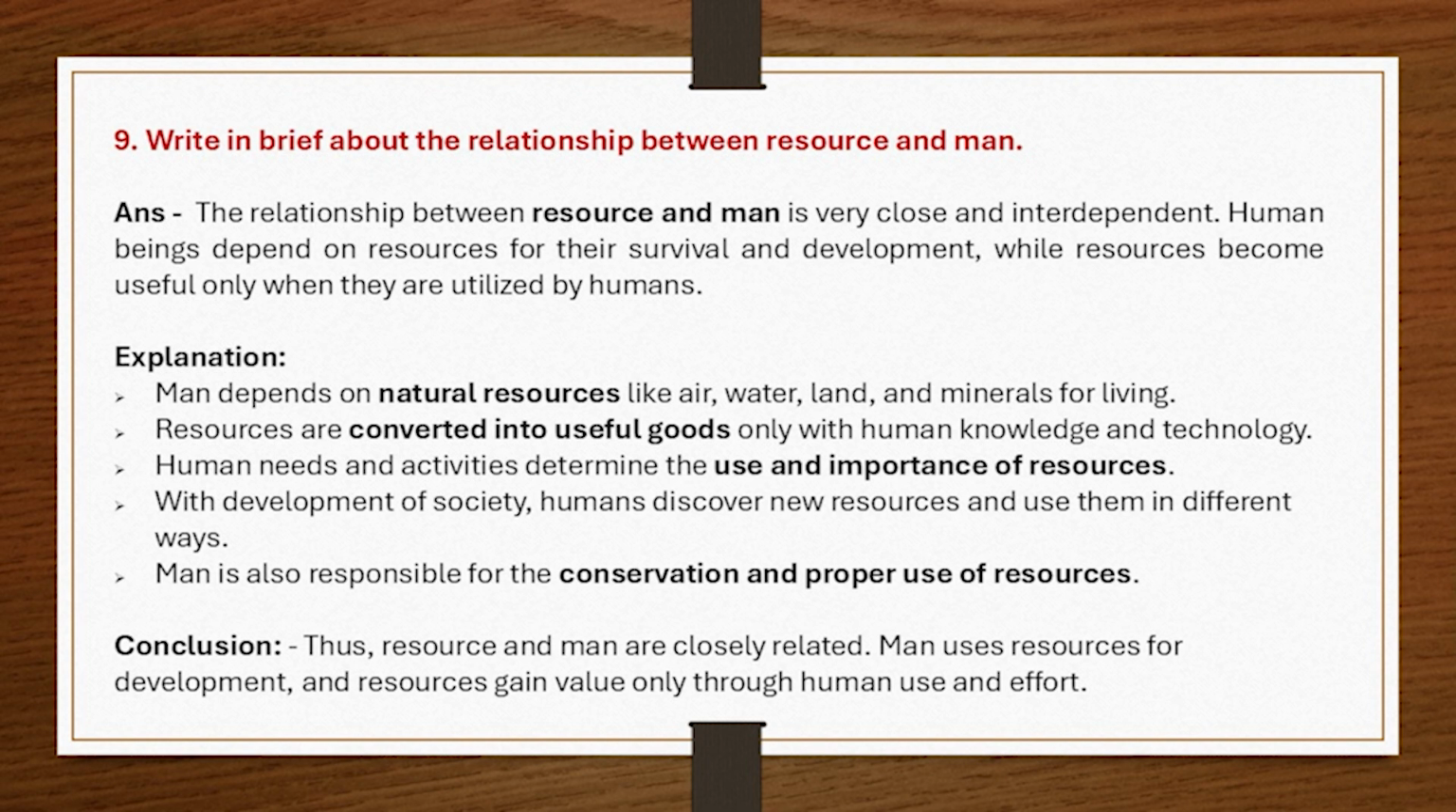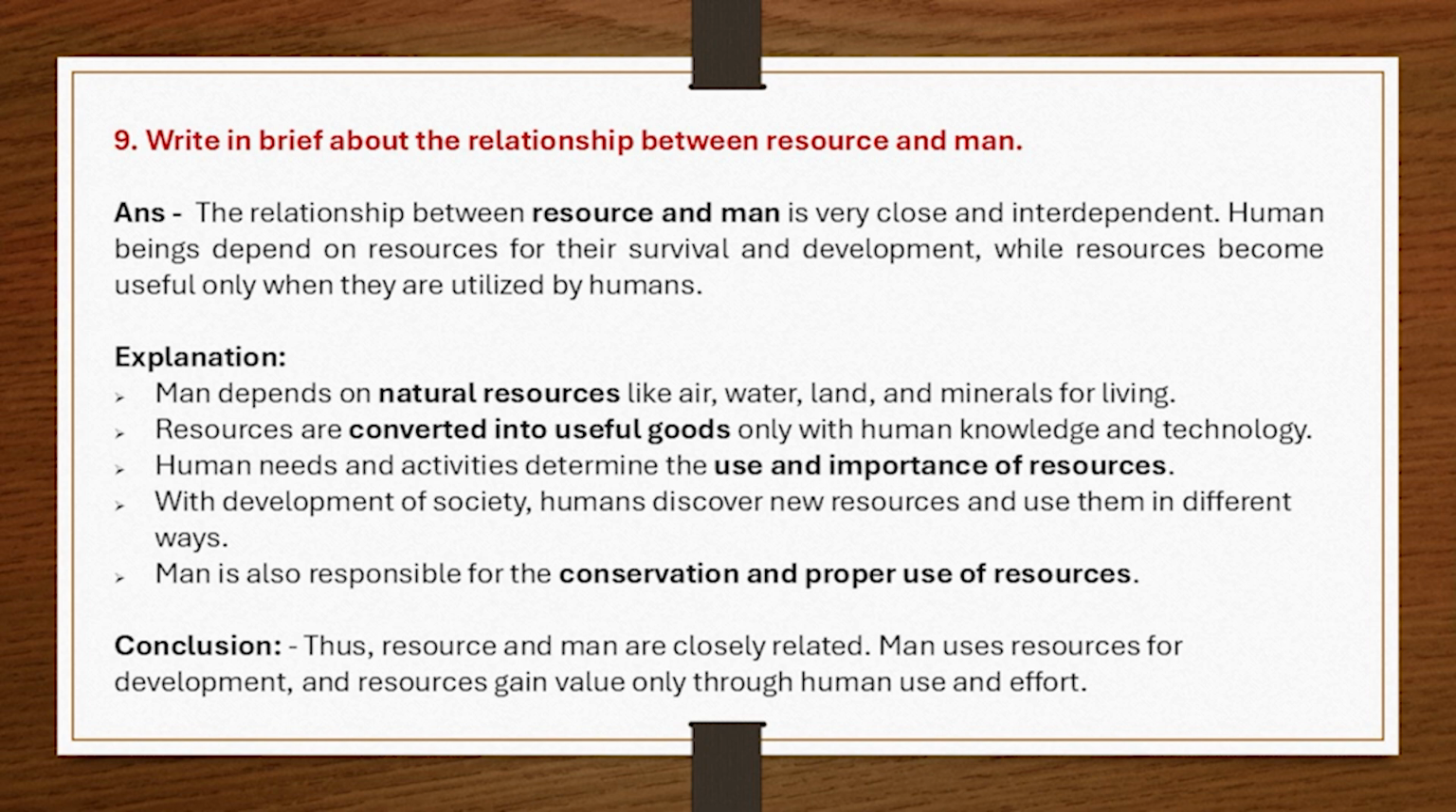9. Write in brief about the relationship between resource and man. Answer. The relationship between resource and man is very close and interdependent. Human beings depend on resources for their survival and development, while resources become useful only when they are utilized by humans. Explanation. Man depends on natural resources like air, water, land, and minerals for living.